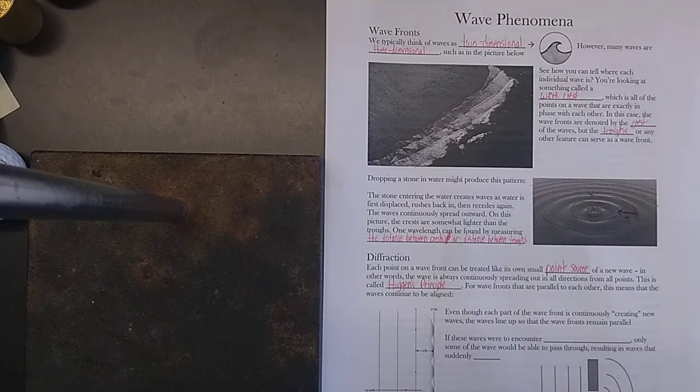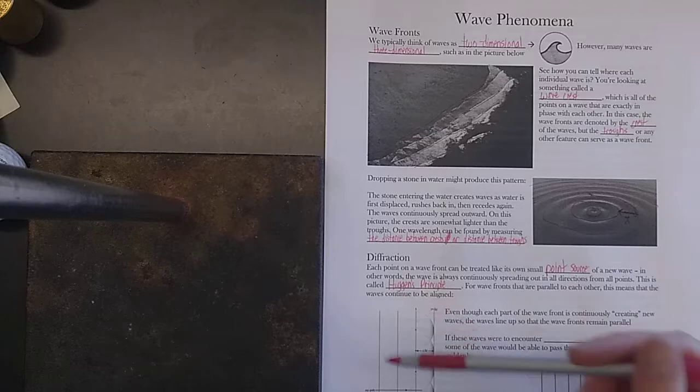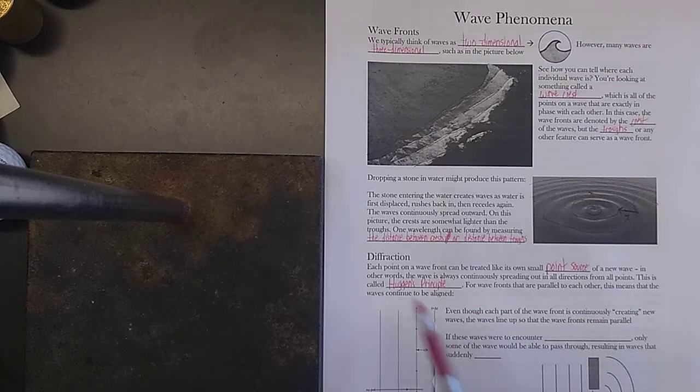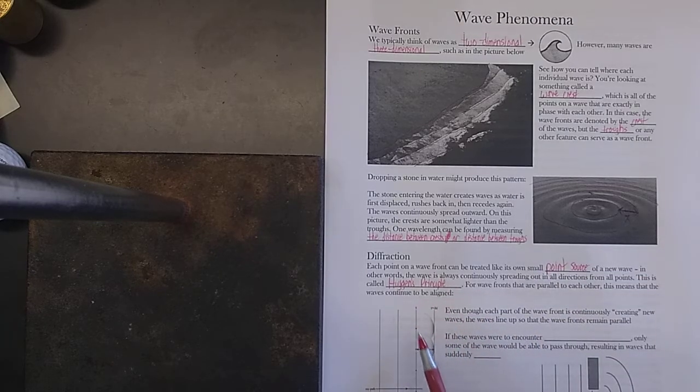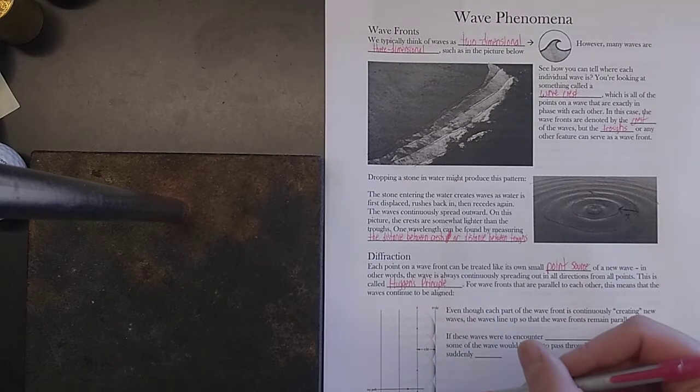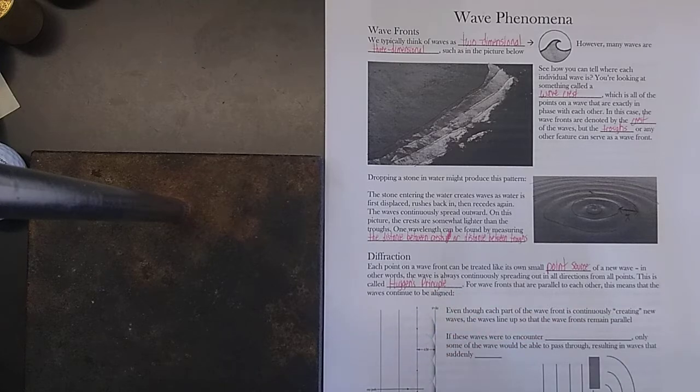Now, this is a really interesting effect for wave fronts that are linear, that are parallel to each other. This means the waves continue to be aligned. So if you have waves that are parallel to each other, this is just an example with 4 little point sources. In reality, there's an infinite number of point sources around here. With these 4 point sources, we can imagine that the wave spreads out circularly from those in concentric circles. Concentric means circles centered at the same point.